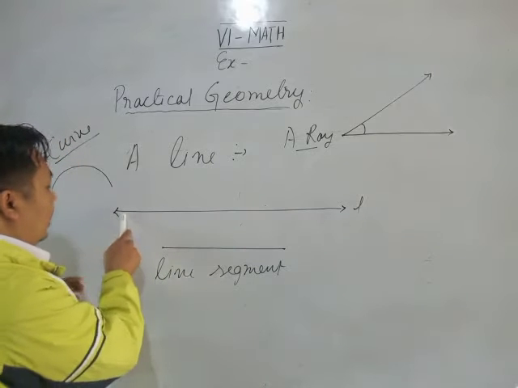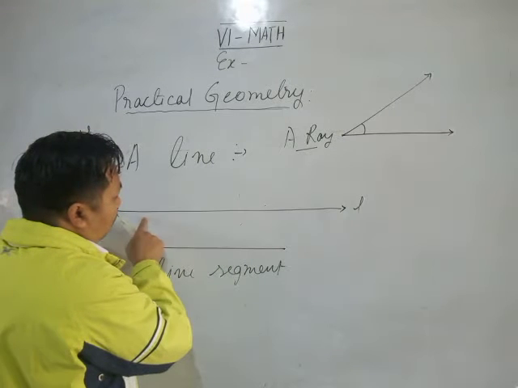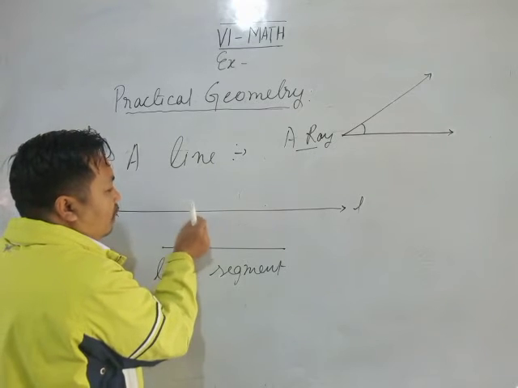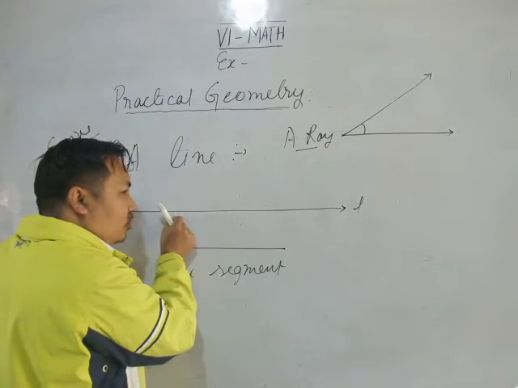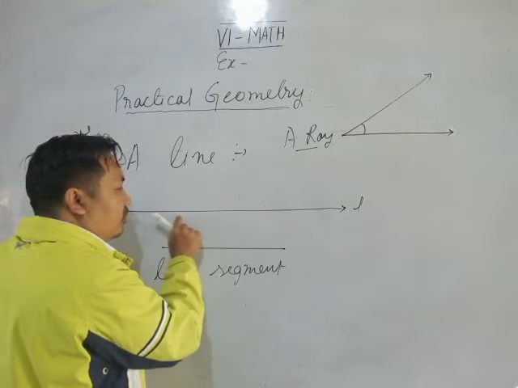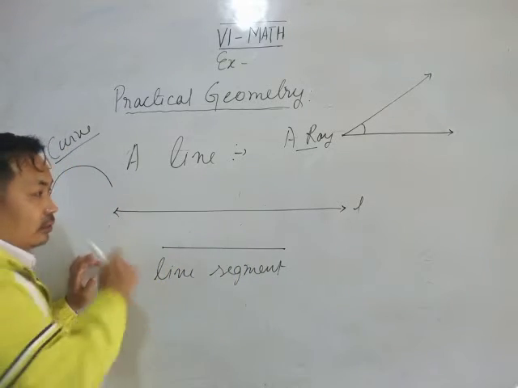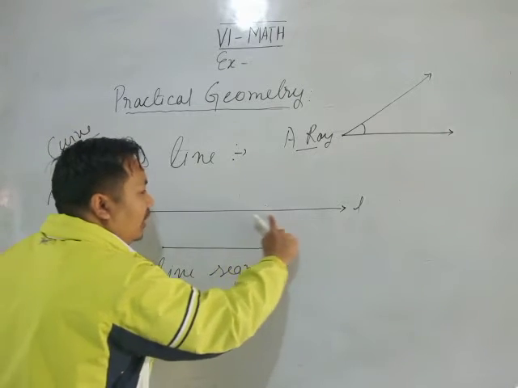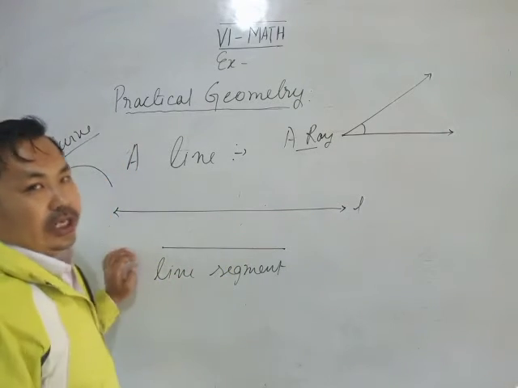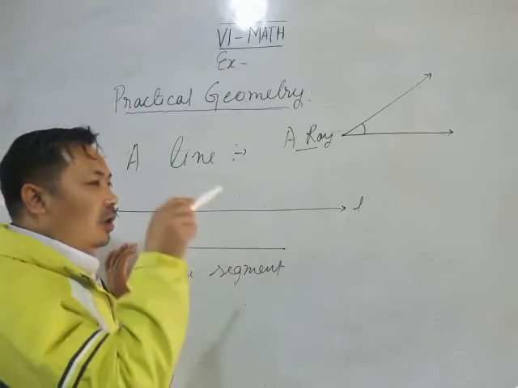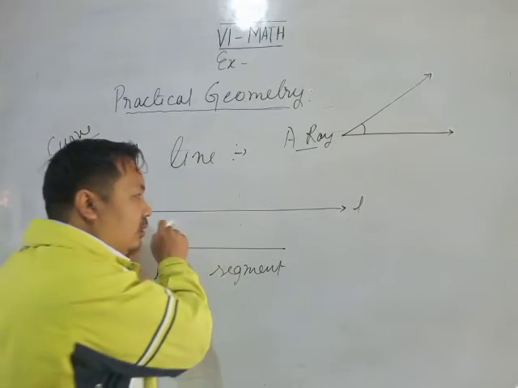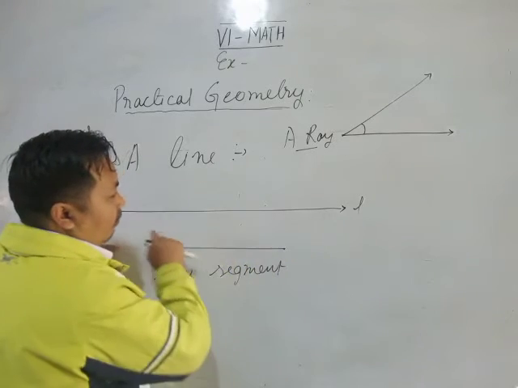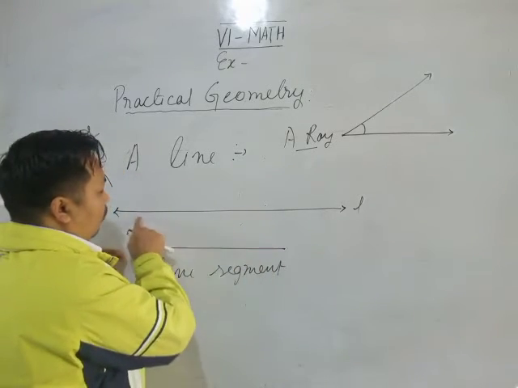So many points are there on this line. These are single points, and they are joined together in a straight line to form a line. It is a collinear line. Collinear: co means together and linear means straight. The points are on a straight line and form a line. Collinear points. So points are there.